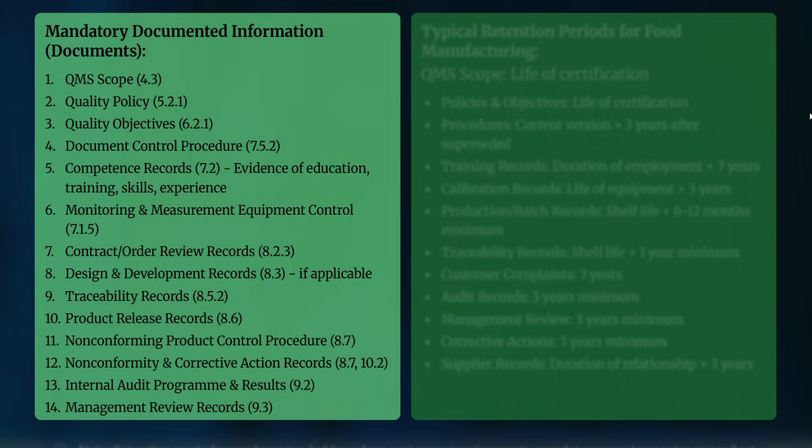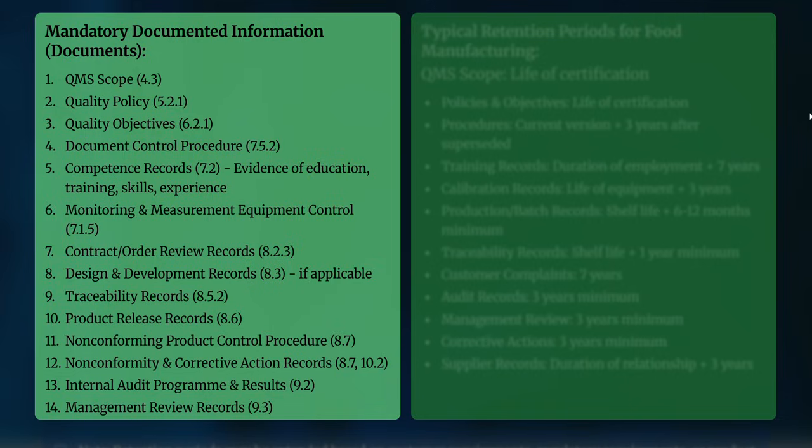You need to have competence records as per clause 7.2, and the evidence of education and training and skill and experience. You need to have monitoring and measurement equipment controls as per clause 7.1.5. You need to have contracts or order review records as per clause 8.2.3. You need to have design and development records as per clause 8.3 if this is applicable in your organization.